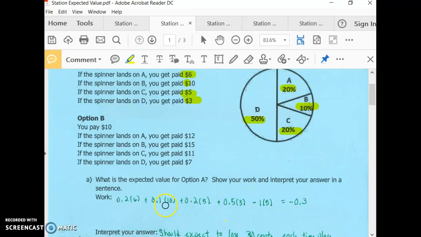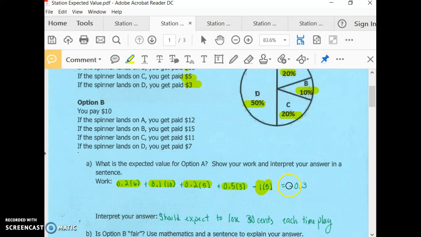I show it where I have 0.2, which is A, times the value I get there, which is 6. And then I have 0.1, which is B, times 10. Then I have 0.2, which is C, times 5. And then I have 0.5, which is D, times 3. Here's the thing. How much do I pay to play? $5. That's why I'm subtracting it. If I'm playing, there's a 100% probability I'm playing, so that's why I have the 1.